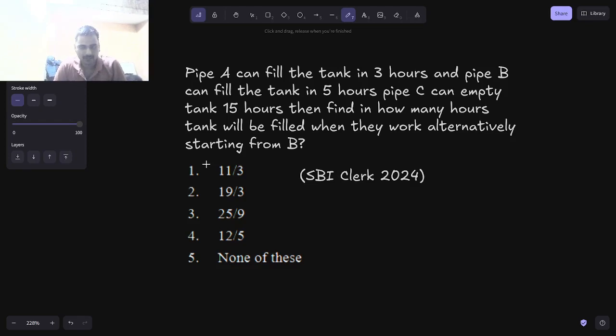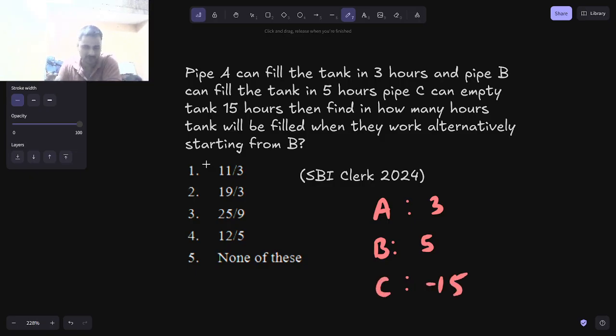Everyone, let's solve a question from pipes and cistern. We have not solved it for quite a long time. So pipe A can fill the tank in 3 hours. So we have pipe A which is filling the tank in 3 hours. Pipe B can fill the tank in 5 hours, and pipe C can empty the tank in 15 hours.